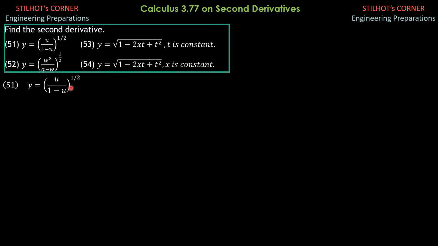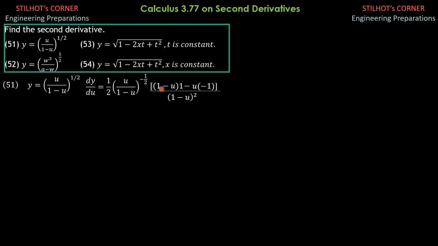So by power formula, dy/du is 1 half quantity u over 1 minus u to the negative 1 half. Derivative of ratio is denominator, so times quantity 1 minus u, derivative of numerator 1, then minus numerator u, derivative of denominator is negative 1, all over denominator squared, so 1 minus u raised to 2.